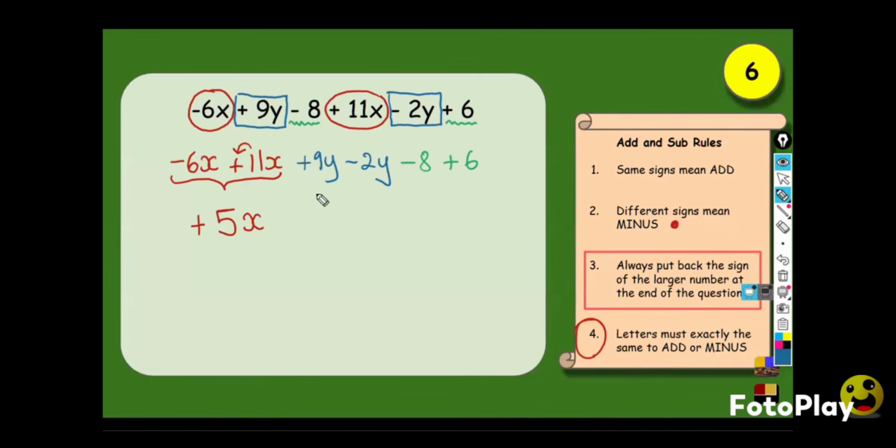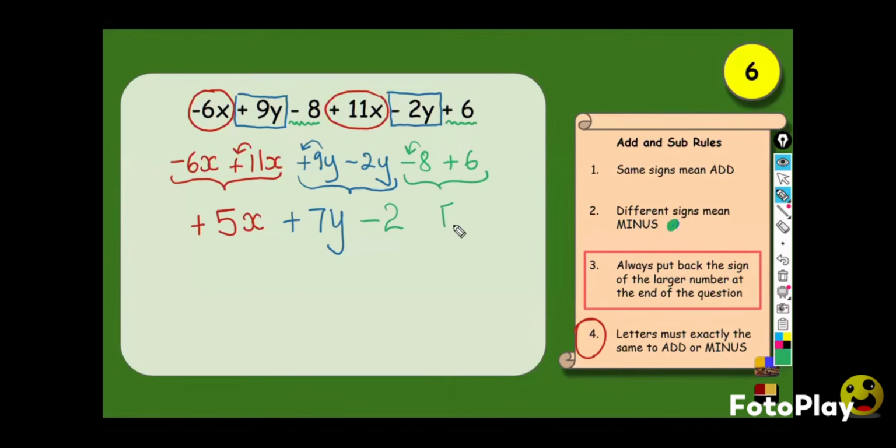Let's do the blue, the Y's. Signs are different again. It just so happens to be. We know what to do when signs are different. Different signs mean minus. So we get 9 minus 2, which is 7. Put back the sign, which one is larger? The 9. Put back the positive, and you put back the letter once. And what is last on the list here? The non-letters. Minus 8 plus 6. Signs are different again. It's just coincidence. All of them have different signs. Different signs mean minus. 8 minus 6 is 2. Put back the sign of the larger value.